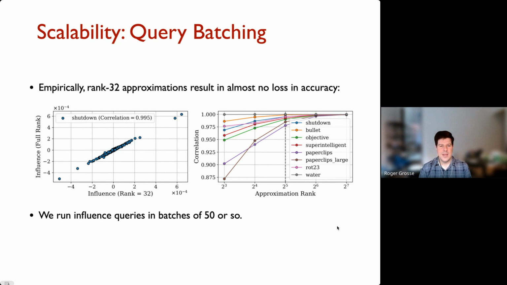And so algorithmically, the sweet spot winds up being using rank 32 and running influence queries in batches of about 50. And so the basic routine is every month or so, we can collect the influence queries people are most interested in and run a big scan over the training set and then get back the results.